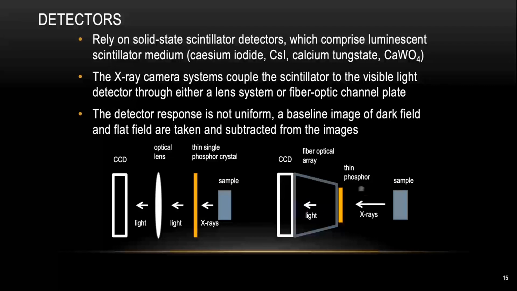The first one has a piece of zinc phosphor attached to the CCD camera using some kind of fiber optical array. Once the scintillator material detects your X-ray signal and converts it to visible light, it is simply detected by the CCD camera. That's the way we do it using the flat panel detector.